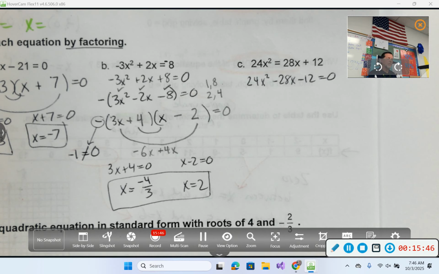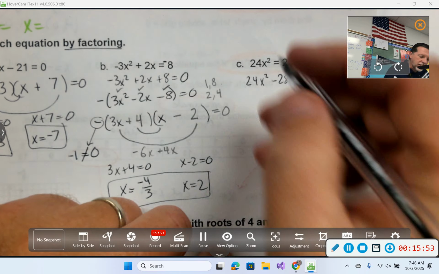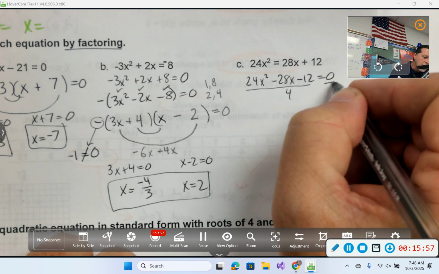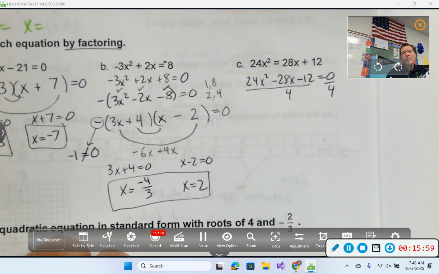Oh, then we're going to get to address your question here. I can factor out a 4. And in fact, yeah, let's just factor it out. Since it's an equation, I can divide both sides by 4. And then I don't have to keep the 4 out there.